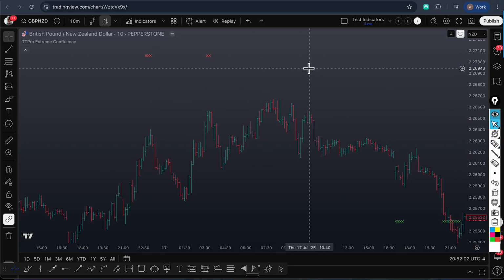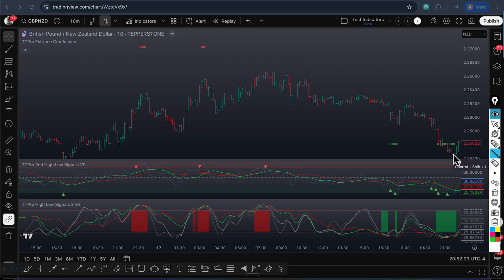I like to use this indicator with these, and if, for example, you entered a trade here, stop loss under, entry point, you could consider exiting at this high when you see this indicator along with this one and this one giving you an indication that price has moved to an extreme level.